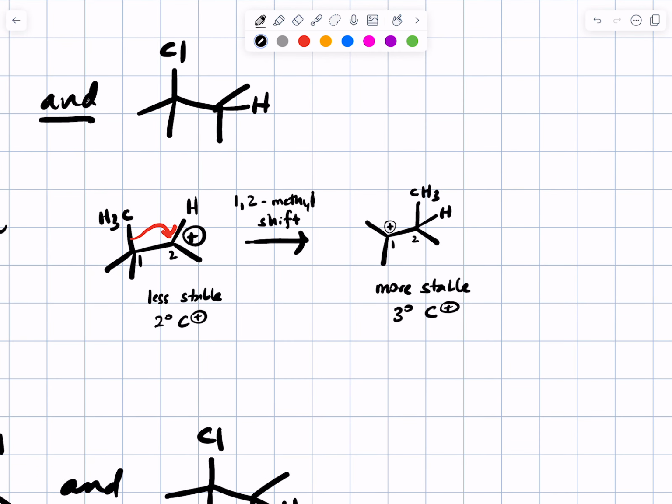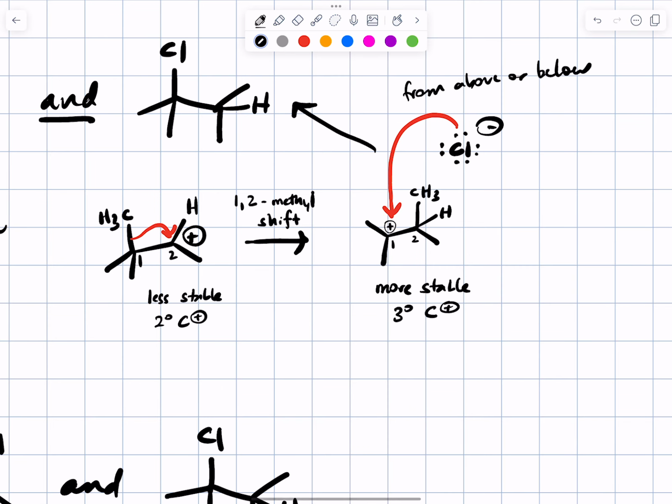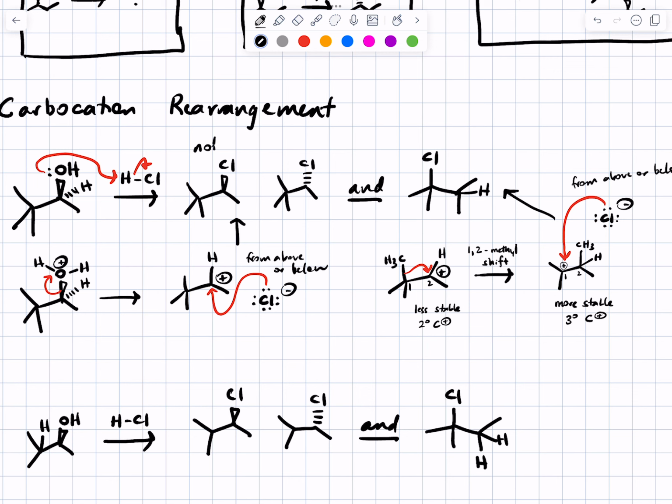And now that the positive charge is on the more stable tertiary carbon, the nucleophile can come in and attack. Again, that could happen from either above or below to give you your rearranged product. Okay? So you've got two sets of products. You've got not rearranged, and then you have rearranged.